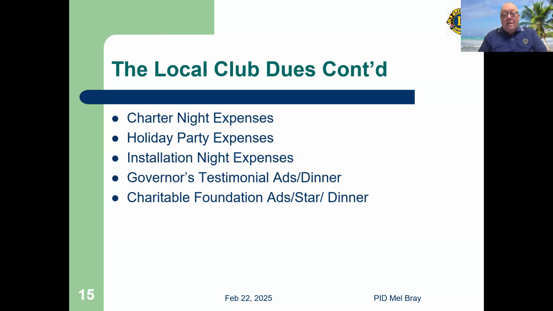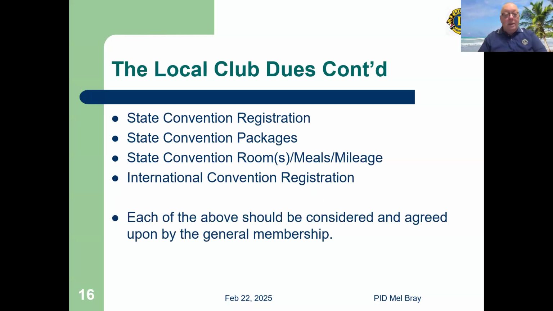And then your governor has a testimonial, and you usually have to do ads. There's also dinners involved, and those things have to come out of your administration. They don't come out of your charity. And then your charitable foundation needs support so that it can help everybody else in your group, including your own club. So we used to have stars in our particular group. We still have the ads, and we're going to have a comedy night this year in our group. But whatever your charitable foundation is running an event, you need to support it so that they can have the money that they need to operate for the rest of the year and support the clubs that we have as well. We can go to the next one.